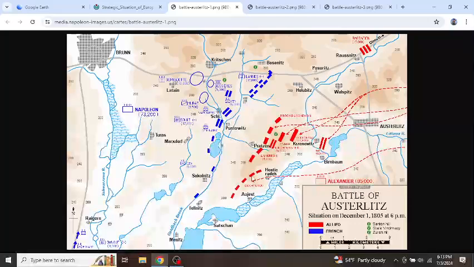Because again, what if the Allies had just not attacked, or what if they had attacked more towards the center, and not done as much in order to deal with Sokolnitz and Telnitz? Things could have been different. But that's all I've got on the Battle of Austerlitz and our real life example of a feigned retreat.